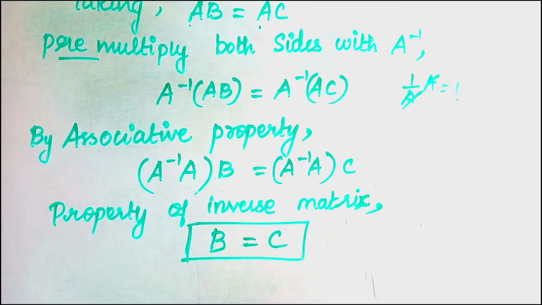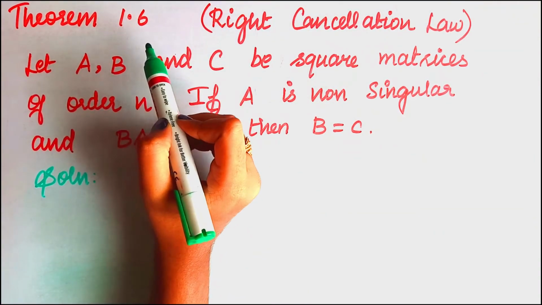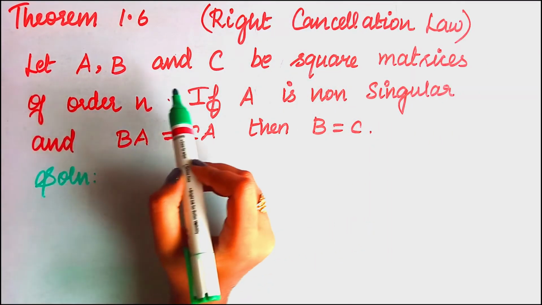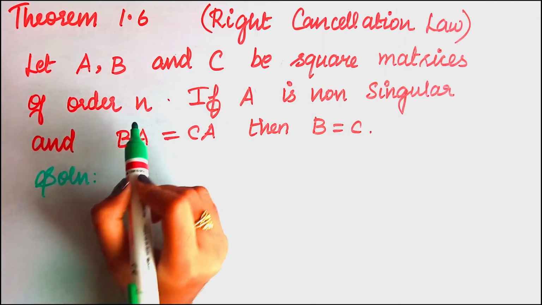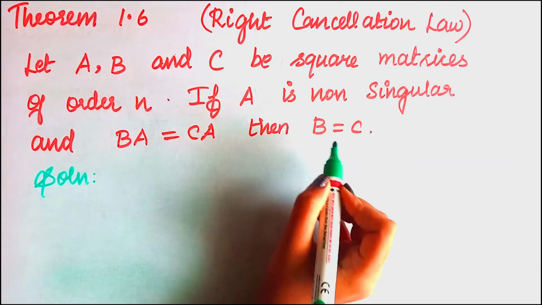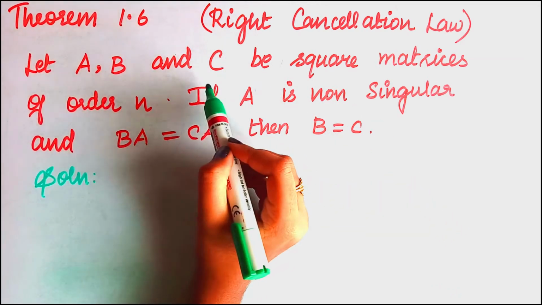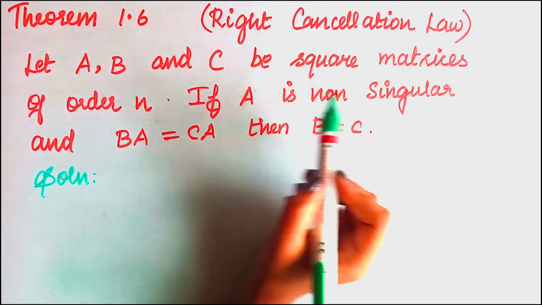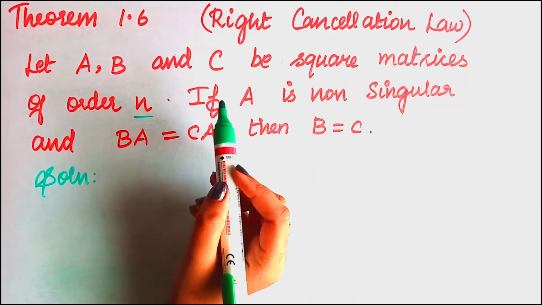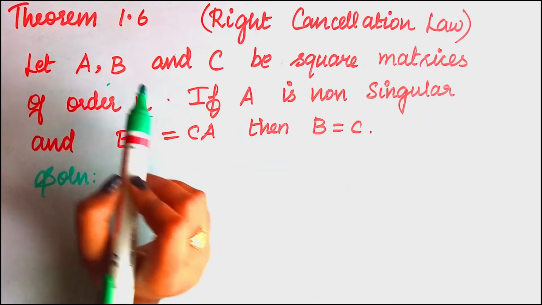Now let's get into theorem 1.6. Theorem 1.6 is otherwise called right cancellation law. Let A, B and C be square matrices of order n. If A is non-singular and BA is equal to CA, then B is equal to C. Okay, so they have given that A, B and C are square matrices of order n, so it can be 2 cross 2, 3 cross 3, 4 cross 4. It can be anything, so they are saying simply n.